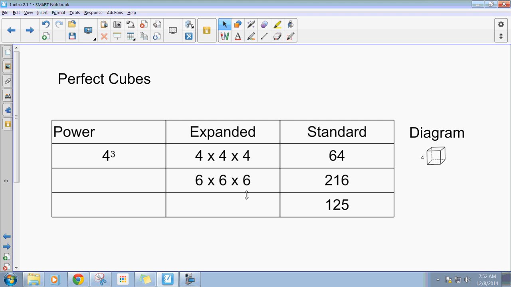If they started us with 6 times 6 times 6, I could simply solve it. Using a calculator, type in 6 times 6 times 6 and get 216. Going in the other direction to find the power, 6 would be my base, and it's to the power of 3 because I have 1, 2, 3 of those 6's. Written 6 to the power of 3. And then our diagram. A cube with 6 as a side length.